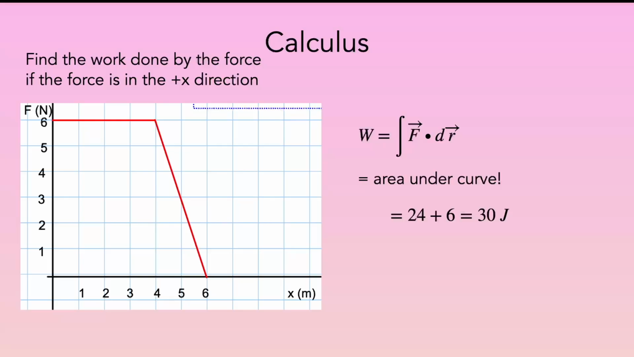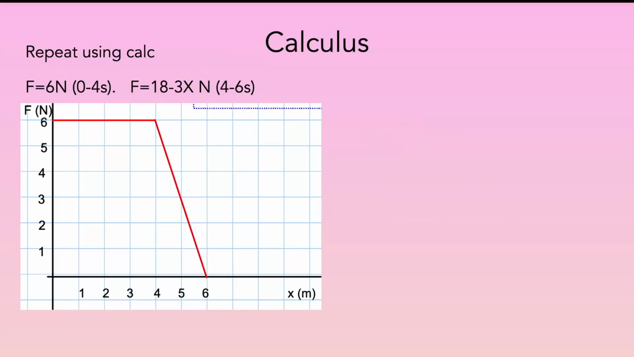So what do we have? The first area is 4 times 6, the rectangle. The second area is 1/2 times base 2 times 6. So we have a total of 30 joules. Ends up being really easy.